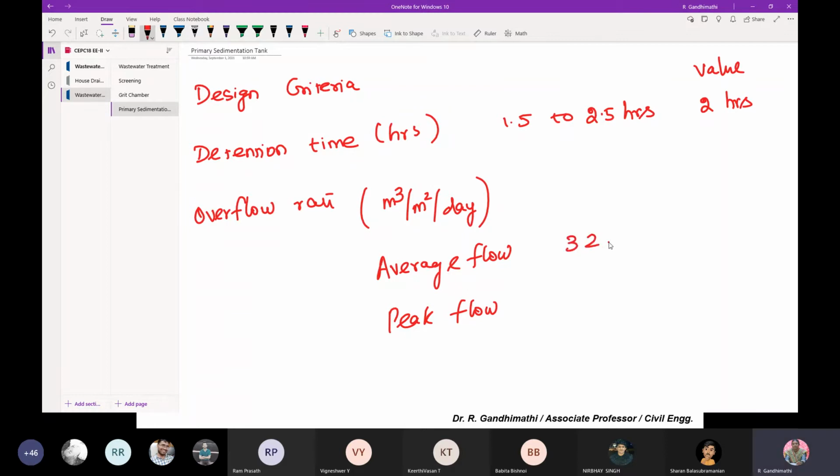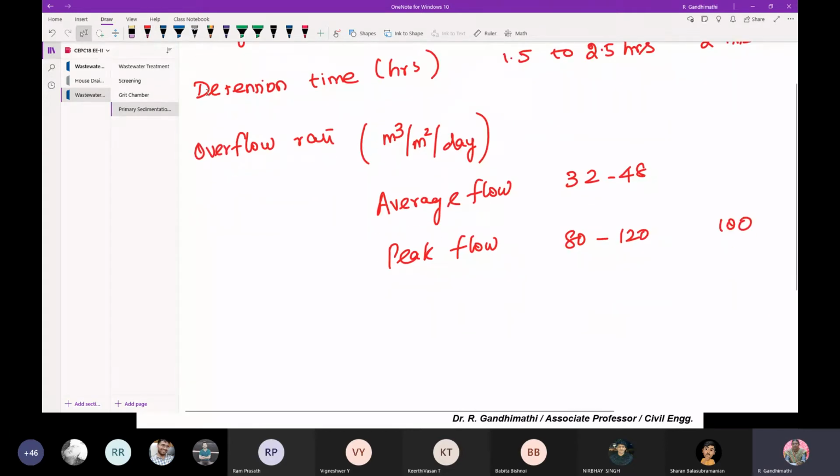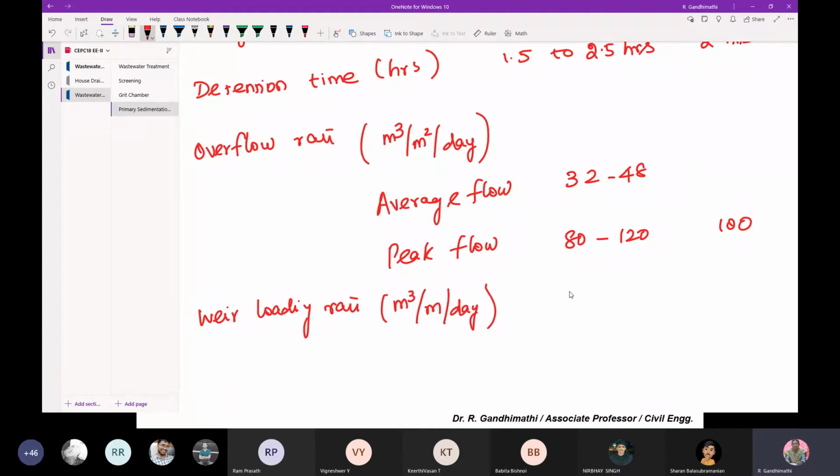For average flow it is 30 to 48. And for the peak flow, it is 80 to 120, and the typical value is 100. Then the weir loading rate, expressed in meter cube per meter per day, that is per meter length of the weir, is 125 to 500. The typical value is 250.